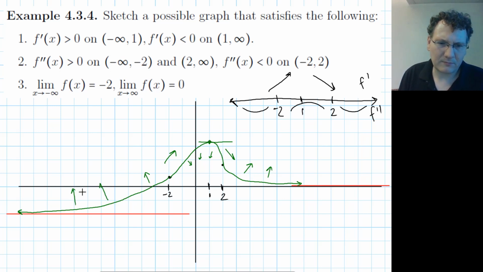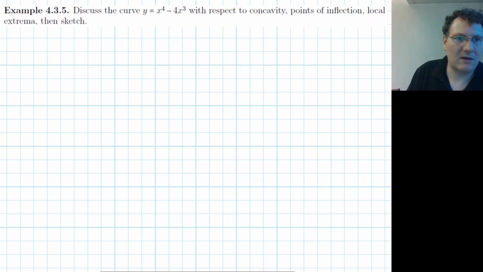And yeah, this has all the features. It's a little bit ugly looking, but it does have everything that I was looking for. Okay, now let's look at another curve. y equals x to the 4th minus 4x to the 3rd. Thinking about concavity, points of inflection, and so forth.